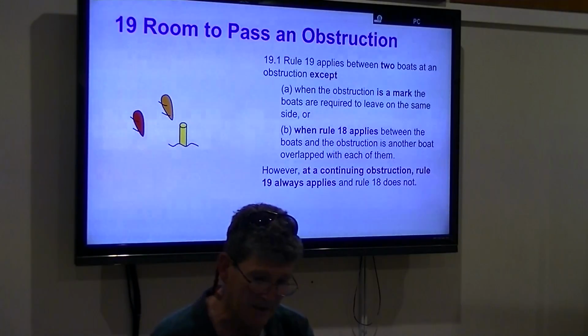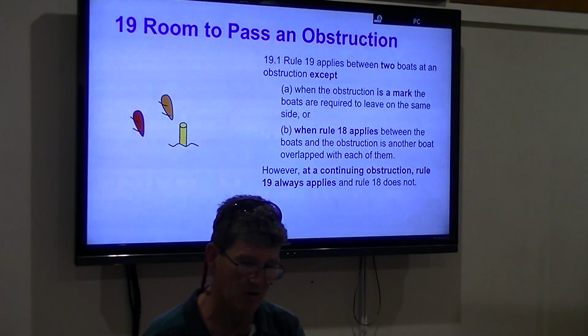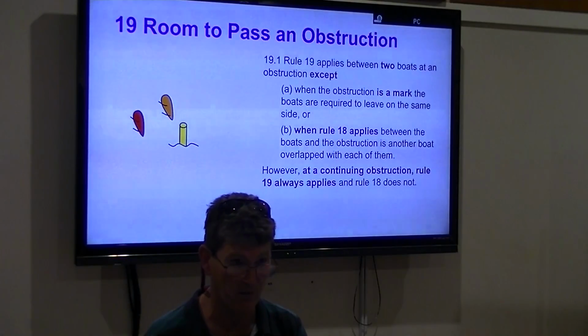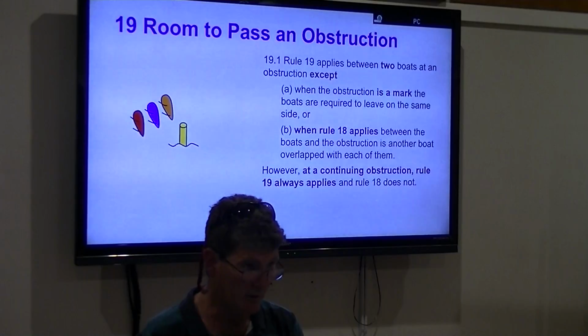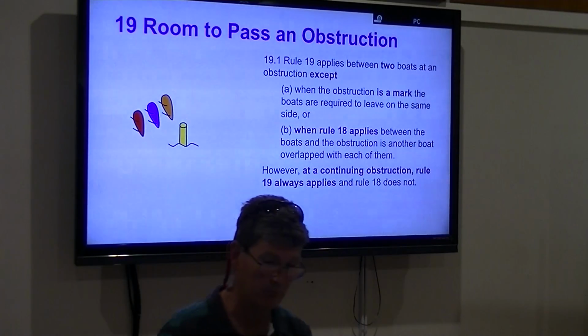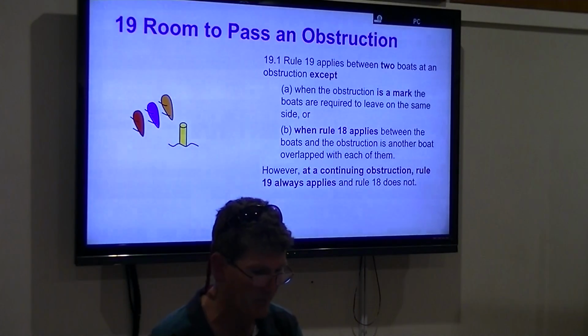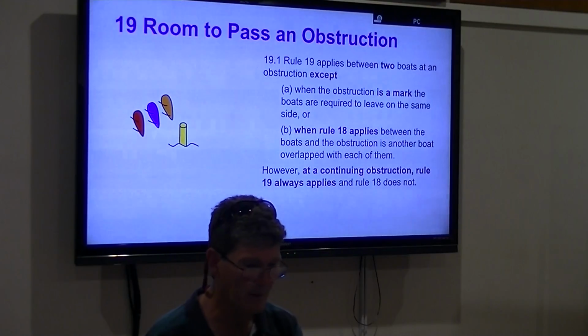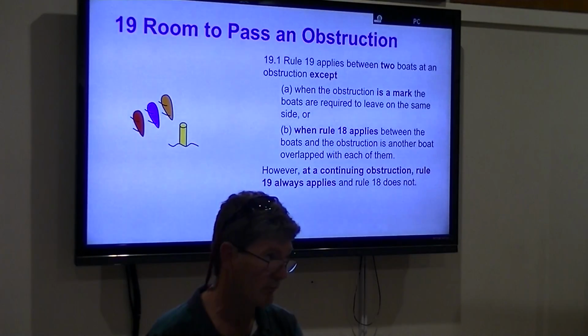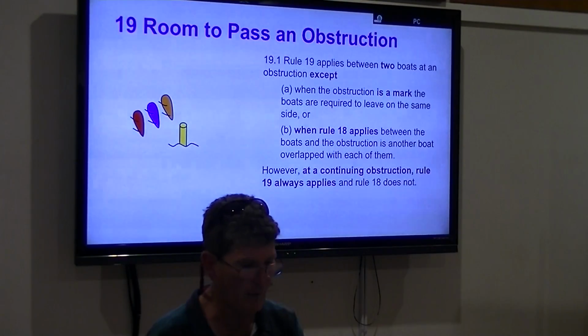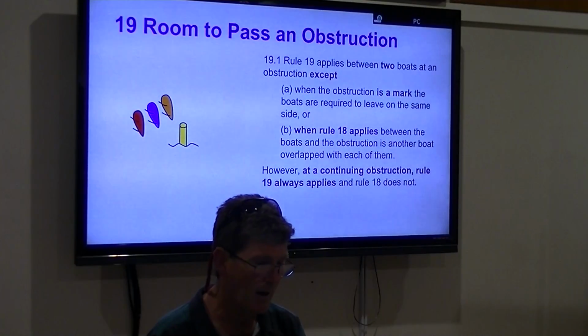When rule 18 applies between the boats and the obstruction is another boat overlapped with each of them, that's the new one. Up until December 30th, we had the situation of these three boats coming down to this mark, overlapped, going around a mark. There's a zone there. Let's say they're inside the zone.